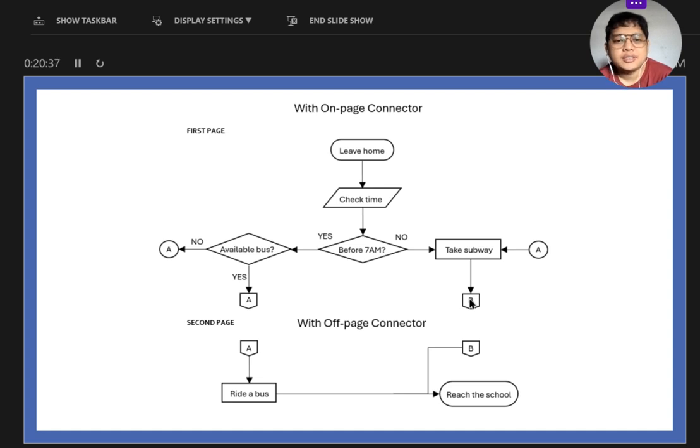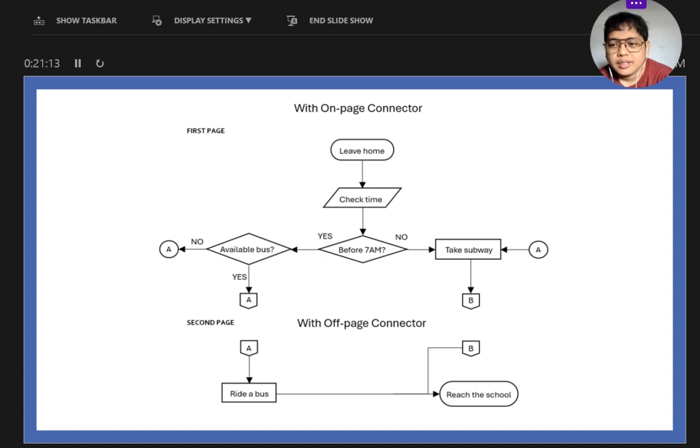So for example, if our answer is no, which means that it is past 7 a.m., then our next process is this one, a process symbol. Then assume that this entire page does not have enough space to add another symbol. So this is the time to use an off-page connector, just to connect this first page to the second page.